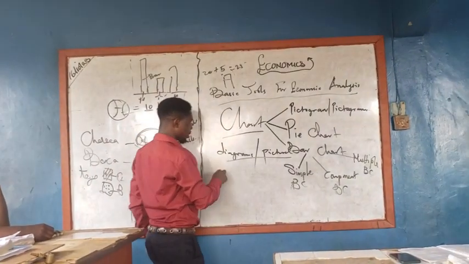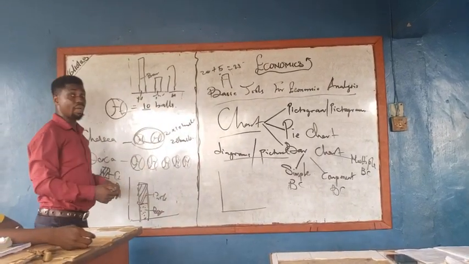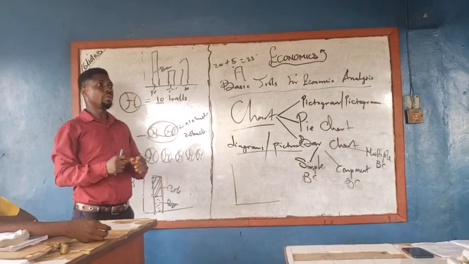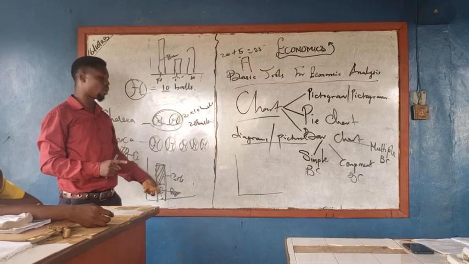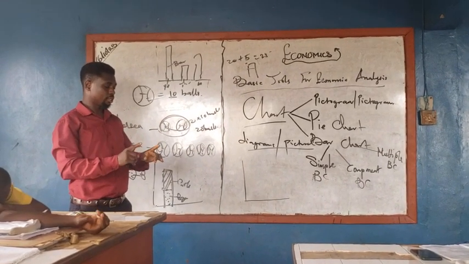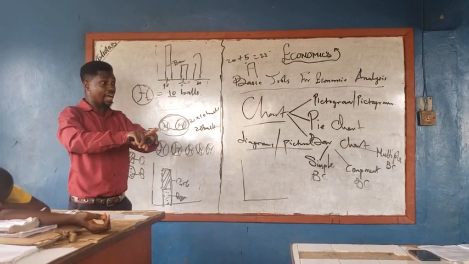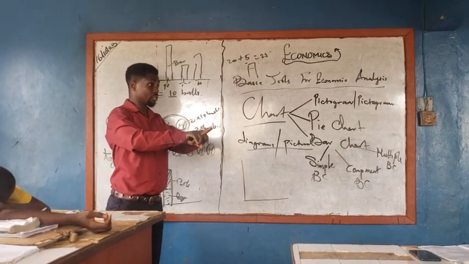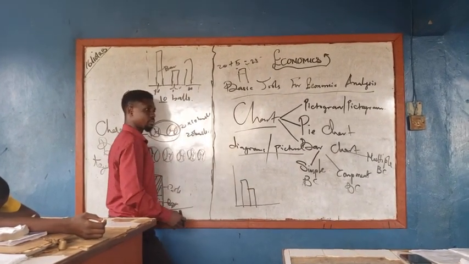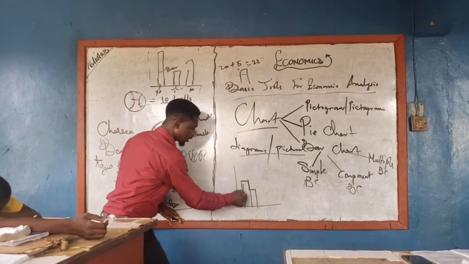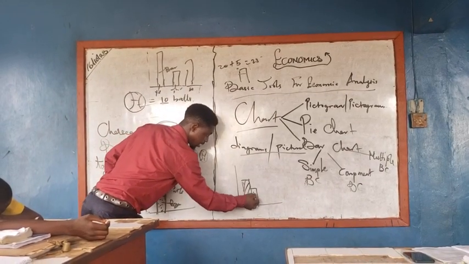Then the last but not the least is the multiple bar chart. This one also has keys like the component. But the difference between multiple and component is that multiple also uses 1 bar for 2 items, like this one, but the bars are joined together. Are you getting what I'm saying? Both of them use the same sign, like this.